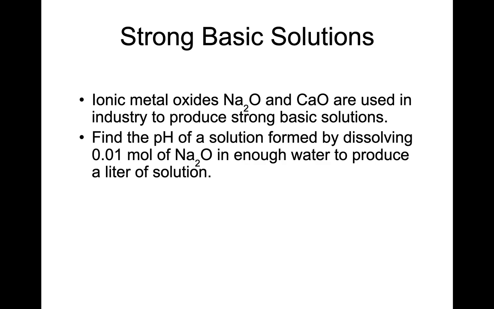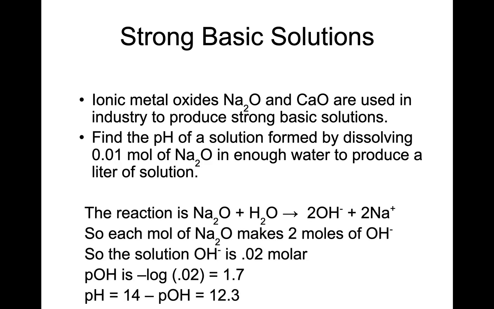So our only piece of given information, we know the concentration of sodium oxide we're starting with because we know we've got 0.01 moles of it per 1 liter. So we've got a 0.01 molar solution of sodium oxide to begin with. The first thing we need to do is write out a balanced equation so that we can figure out what our initial concentration of hydroxide ions in this solution is going to be.